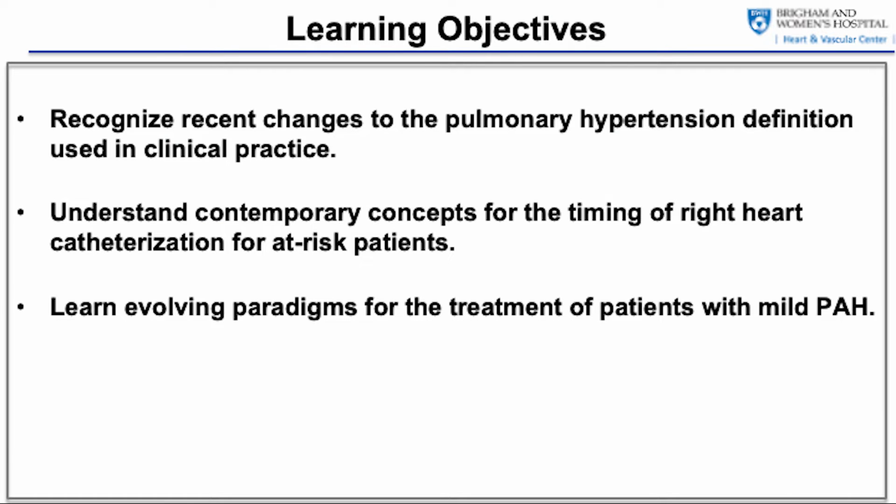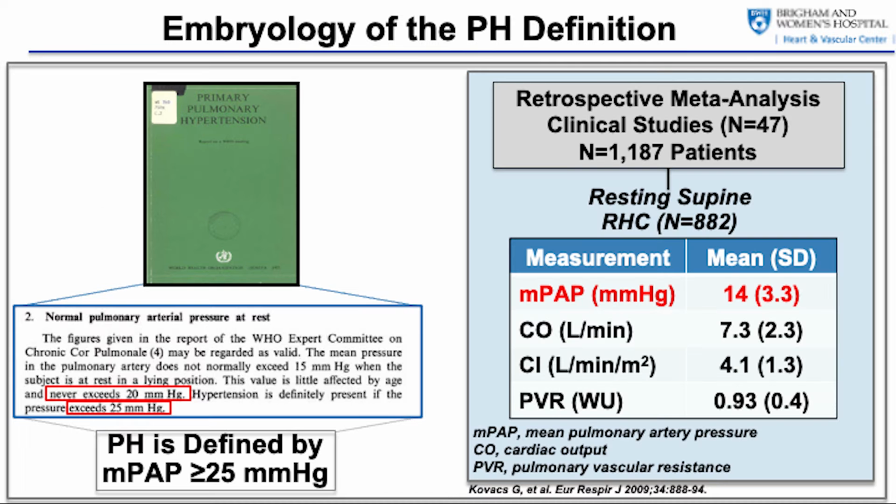I think first, these are the learning objectives of the discussion here: to recognize recent changes to the pulmonary hypertension definition, understand contemporary concepts for the timing of right heart catheterization in at-risk patients, and learn evolving paradigms for the treatment of patients with mild PAH.